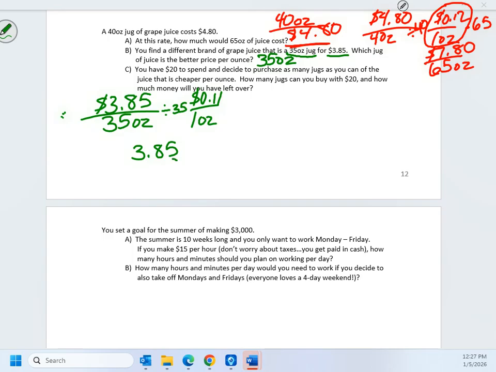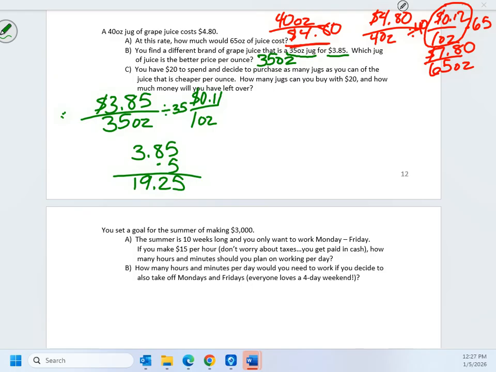Because I know 5 times 3 is 15. So I know that's going to get me close, then I have all of those cents. What is 3.85 times 5? Holland? 19.25. Do you think I could buy another jug? No, because I only have $20 to spend, right?